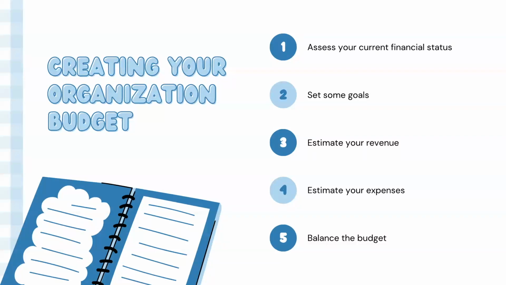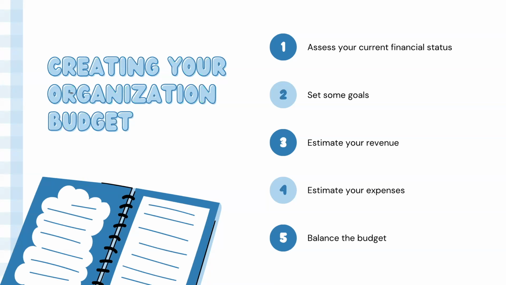And then lastly, being able to balance your budget. So taking the revenue that you anticipate versus the expenses that you anticipate and making sure that those things align. Your expenses should never outweigh your revenue. I'll explain in a little bit what I mean by that. But you should never plan on spending more money than you have. You can't spend money that you don't have.